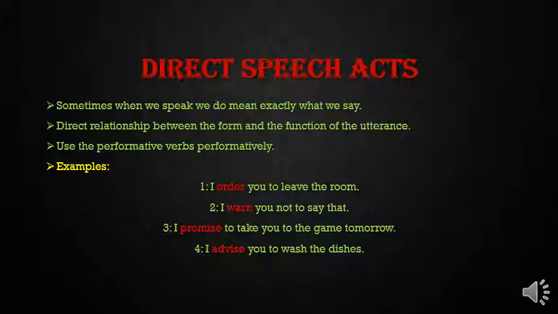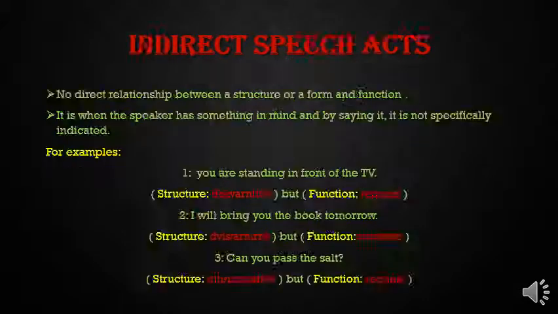For example, I ordered you to leave the room. I warned you not to say that. I promise you to take you to the game tomorrow. Or, I advise you to wash the dishes. In these examples, the message is very clear and there is no possibility of misunderstanding. So we can say that whenever there is a direct relationship between the function of a speech act and its structural form, we have a direct speech act.